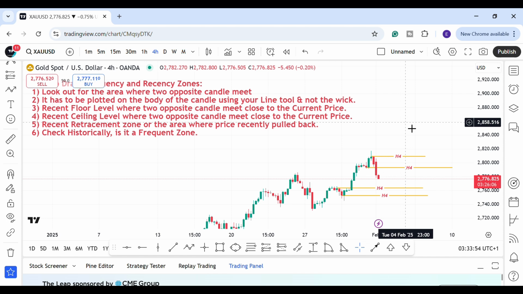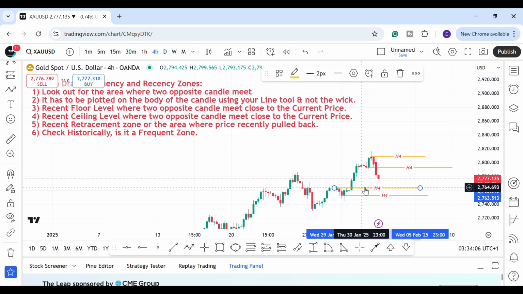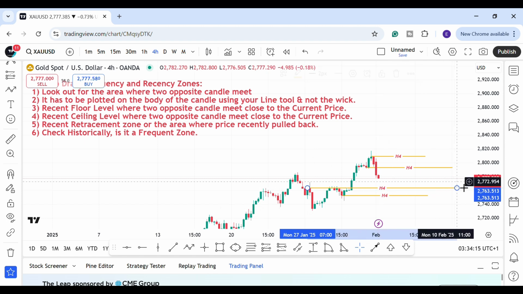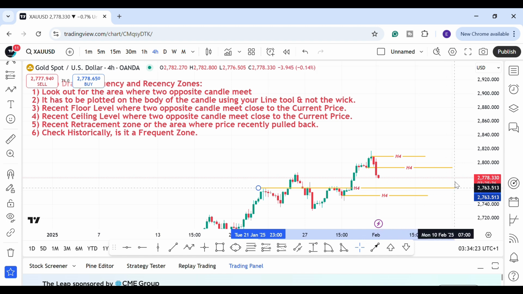They say, okay, check historically: is it a frequent zone? Let's check this one. I think this one is a frequent one, so let's extend it to the backside. You can see it's a frequent one. Price has respected that zone before. So still extend it, and you see it's a frequent one. Remember, it's a zone and not just a line.